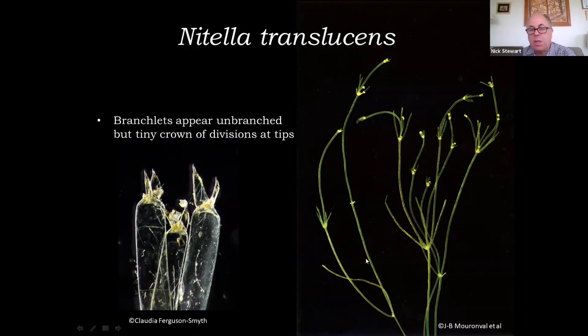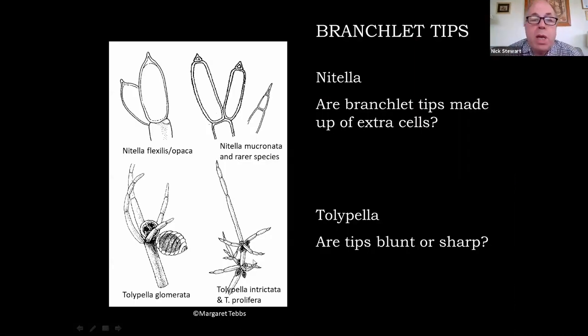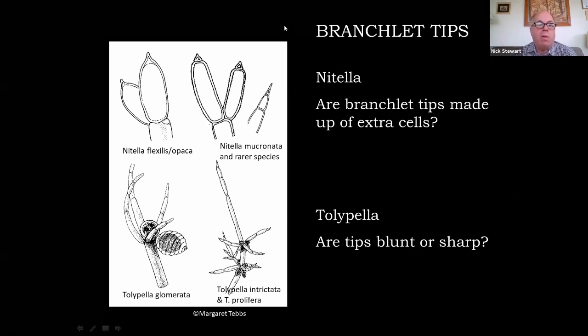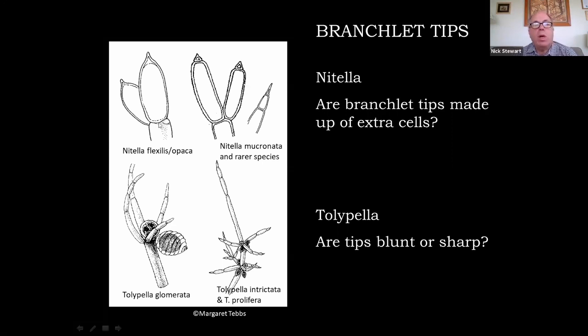so this is one of the ones where you get giant cells. This is a single cell, which can be up to 20 centimeters long. But tips are also important in the other ones, and what you're looking at in Nitella particularly is whether, from the last division, from that fork, this is a single cell all the way to the tip, or whether the tip is actually made up of an extra cell.